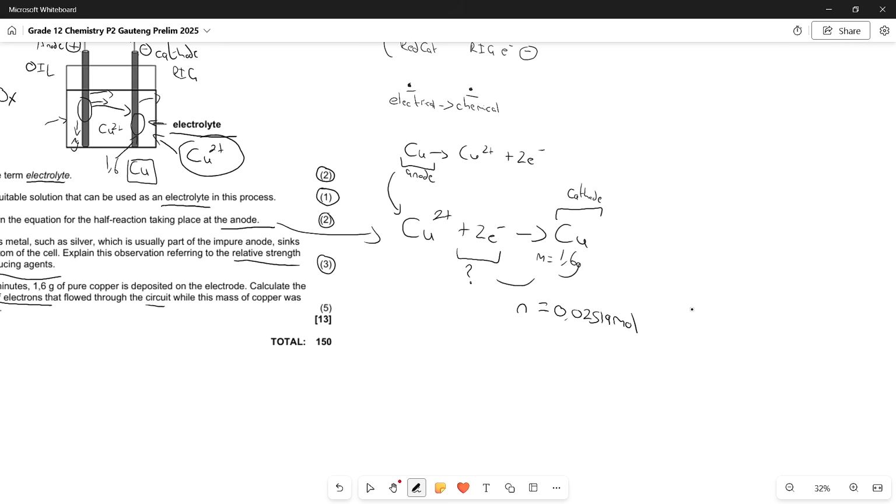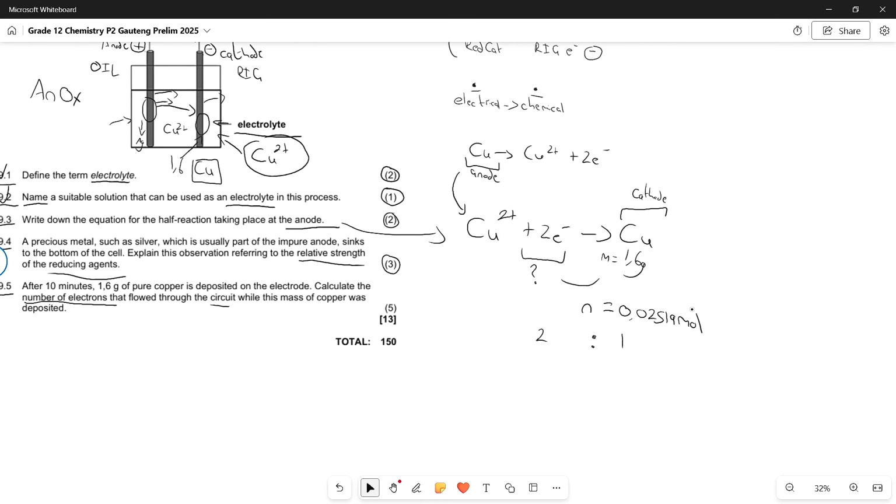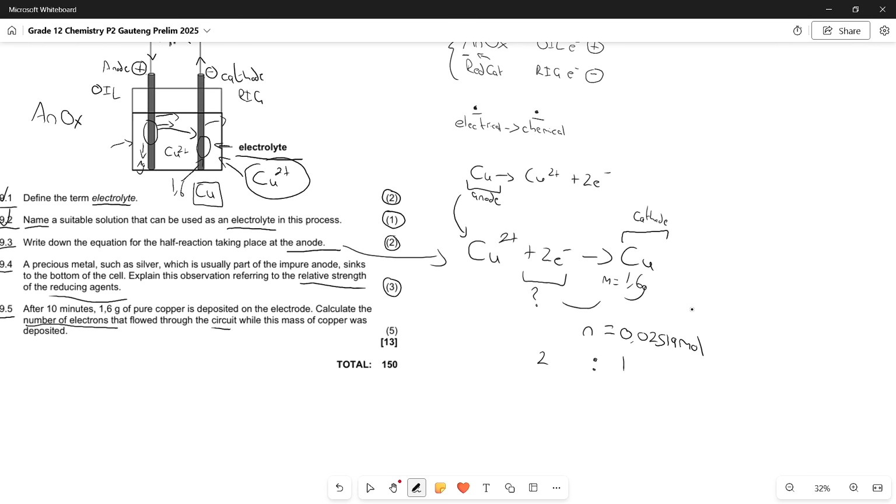Okay, which is great for us because if we have the moles of the copper over here, we can do a molar ratio of 2 for our electrons to 1 for our copper that we actually deposited onto that electrode. And as we can see here, there's a 1 in front of our copper. So 1 represents 0.02519 moles, which means we just have to multiply it by 2 in order to get this one over here, which means that we have 0.05039 for the amount of moles of the electrons in this beaker.